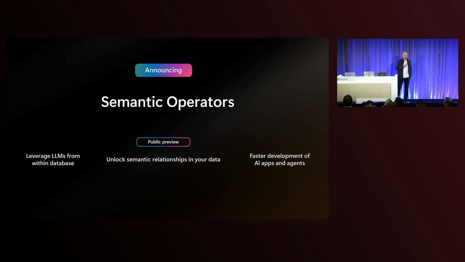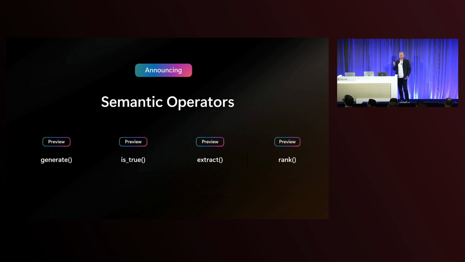Unlike vector search, which allows you to search for individual items in your database based on semantic similarity, semantic operators allow you to detect relationships between the items and bring the next level of intelligence to your apps. We are announcing 4 new semantic operators: generate, is true, extract, and rank.